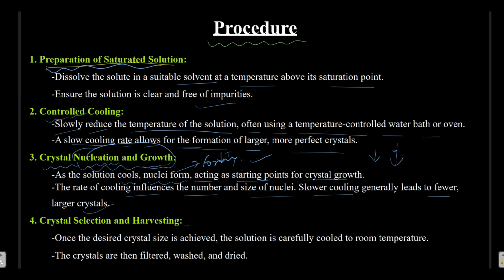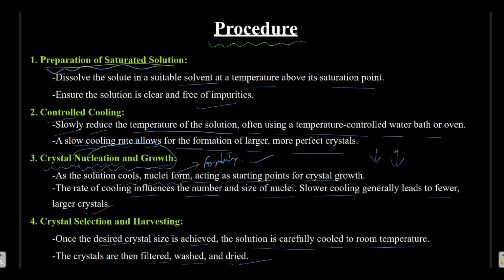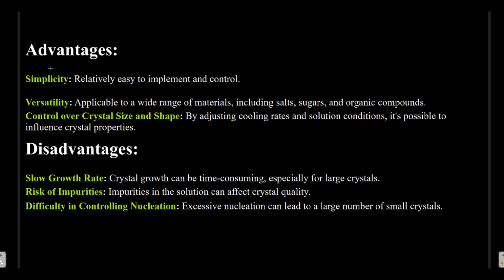Now, crystal selection and harvesting, that is the fourth step. Here, once the desired crystal size is achieved, the solution is carefully cooled to room temperature. The crystals are then filtered, washed and dried. So this is the procedure for the lowering of temperature method to grow a crystal. Now, there are certain advantages and disadvantages. They are simplicity; this method is very simple. Versatility and control over crystal size and shape.